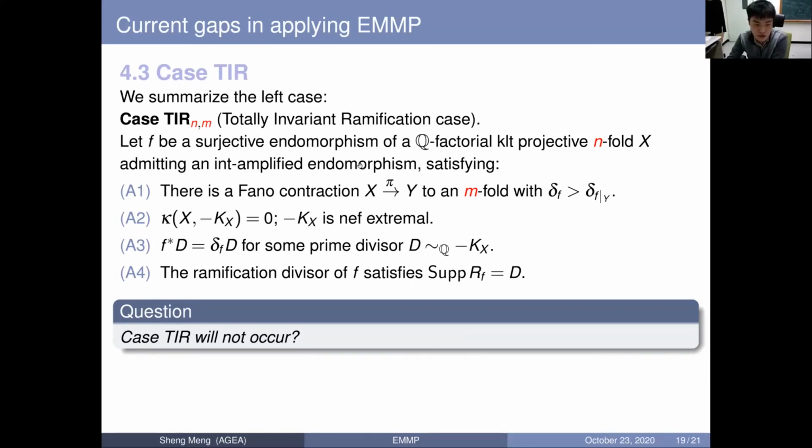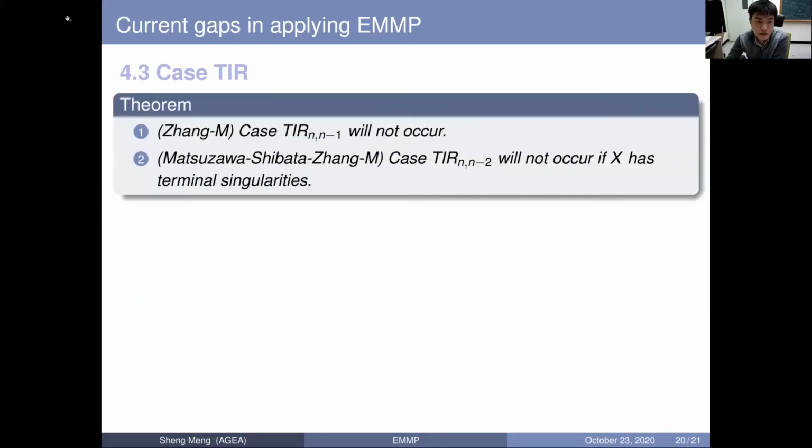So a natural question is, can this case happen? So far, we can work out the two lower relative dimensional cases. First, John and I can show that if the relative dimension, meaning it is from an n-fold contracted to an n-1 fold, so the relative dimension is 1, in this case it never occurs.